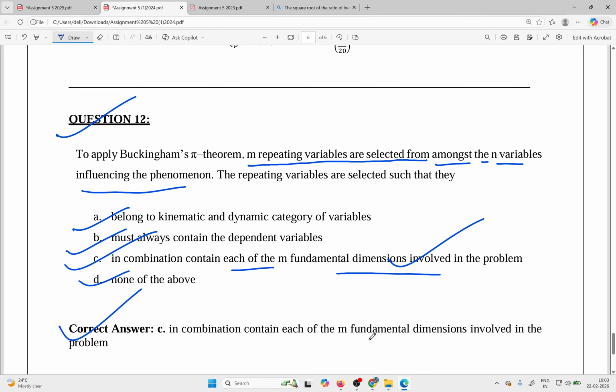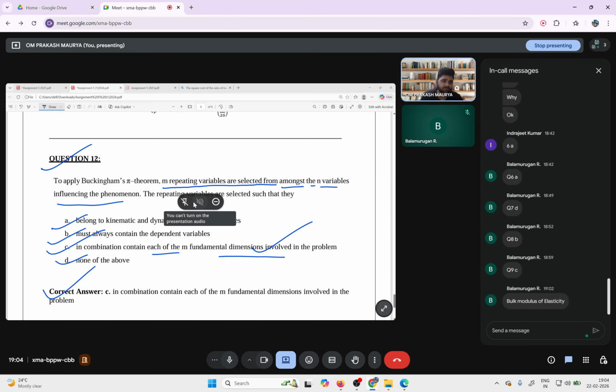So hopefully you understood today's discussion. This is very important. Okay, bulk modulus of elasticity, yes, it's related to the compressibility. That's fine.